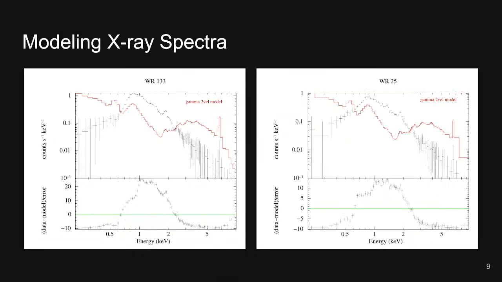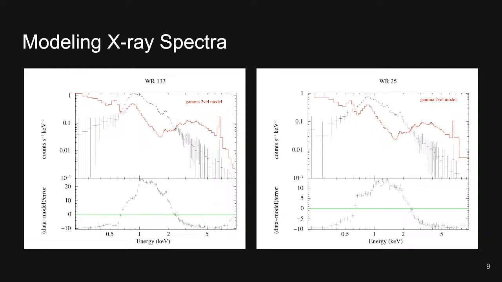So here is what I was up to last semester. I applied a 3T temperature model to Gamma 2 Vel, and then plotted over WR25 and WR133, which are almost entirely the same systems. They're very, very similar with pretty much the same companion and very similar orbits. However, WR133 and WR25 are face-on, while Gamma 2 Vel is edge-on.